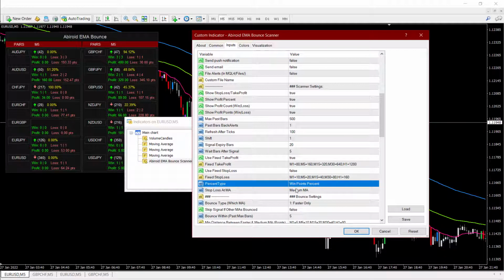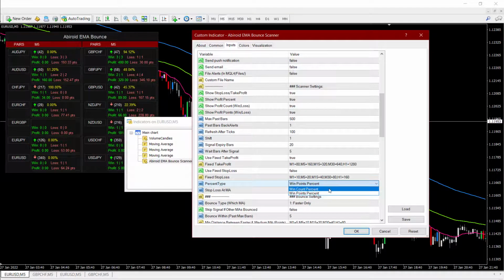For percent type, I would suggest you leave it at win points percent, because with this strategy, you might have win count and loss count almost equal, or sometimes the loss count might also be more. But if we have a very tight stop loss, in that case, even if you are facing more losses, you will always have a much higher profit point. So I just leave it at win points percent.